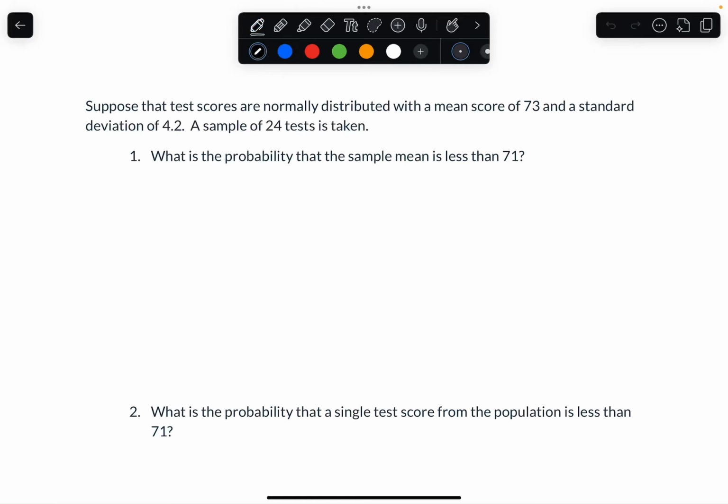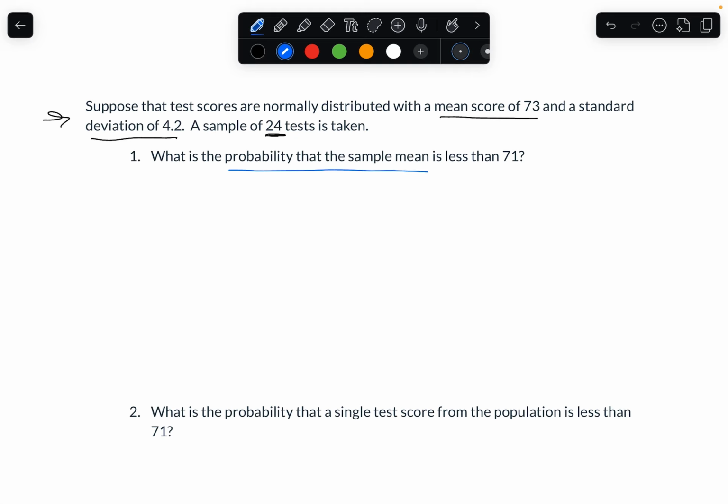We're going to look at one more example revolving around the central limit theorem for means. Suppose that test scores are normally distributed with a mean score of 73 and a standard deviation of 4.2. A sample of 24 tests is taken. Question one: what is the probability that the sample mean is less than 71? So we're talking about the probability of a sample mean being less than 71.